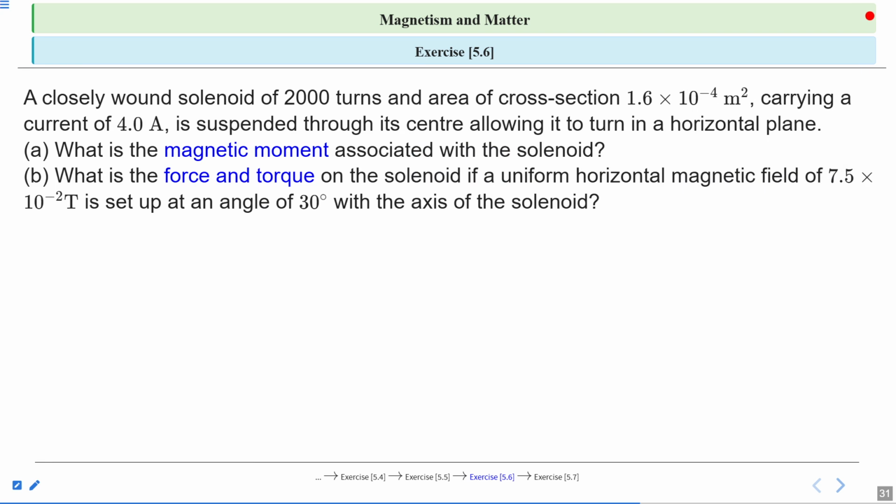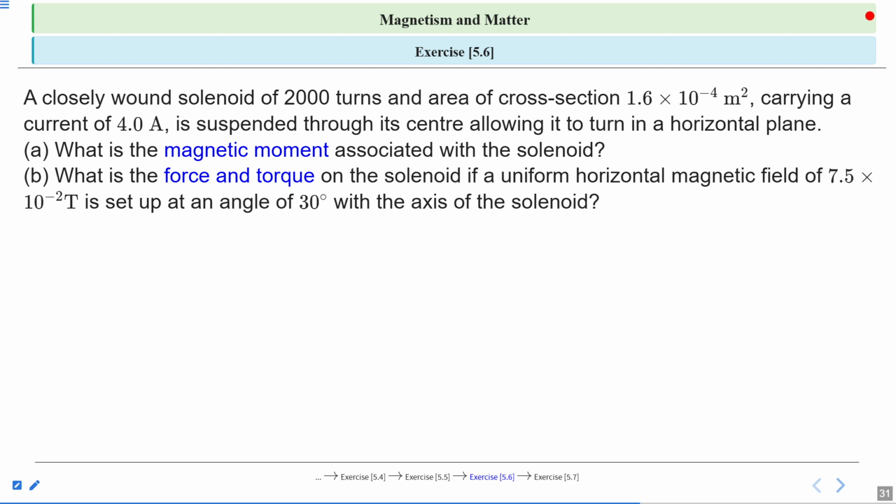Okay, so next question. A closely wound solenoid of 2000 turns and area of cross section 1.6 into 10 to the power minus 4 meter square, carrying a current of 4 ampere. Okay, area is given, current is given, and the number of turns, 2000, is also given. It is suspended through its center, connected at its end and suspended freely, allowing it to turn in a horizontal plane. What is, in part A, the magnetic moment associated with the solenoid?